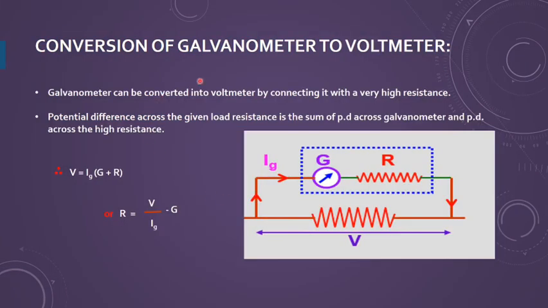Similarly, you can convert a galvanometer into a voltmeter simply by connecting a resistance in series with the galvanometer. Capital G is the resistance of the galvanometer, and R is the external resistance connected in series. Since these both are in series, the potential drop V can be written as Ig into capital G plus R. Or you can find the value of capital R, the resistance to be connected in series with the galvanometer, which will be given by V upon Ig minus capital G. These formulas should be known to you and can be used in numericals.